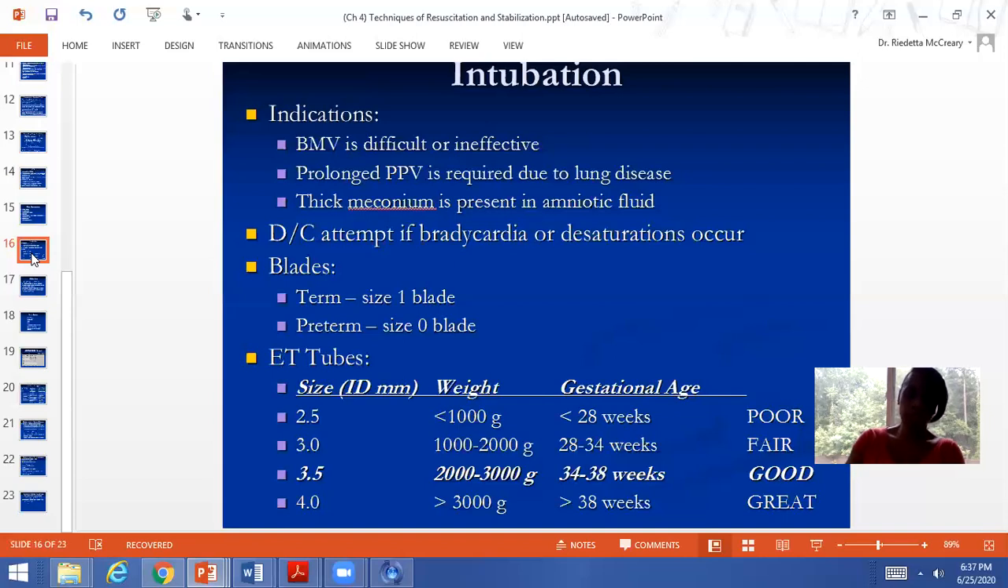So 3.5 is the starting place for 34 to 38 weeks. They weigh about 2,000 to 3,000 grams, and the outcome is typically good. If the baby is 28 to 34 weeks, their outcome is typically fair. They weigh 1,000 to 2,000 grams, and we're going to use a size 3.0 inner diameter ET tube. Extreme preemies, we're going to use a size 2.5. They weigh less than 1,000 grams, and these babies are less than 28 weeks.